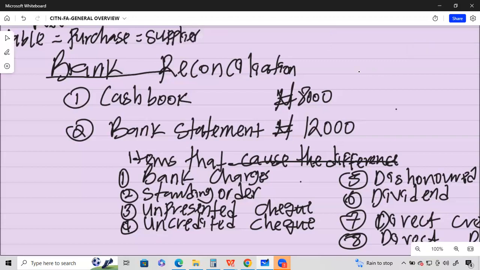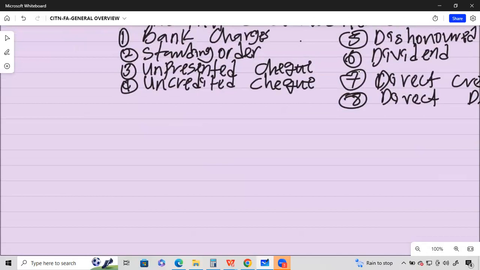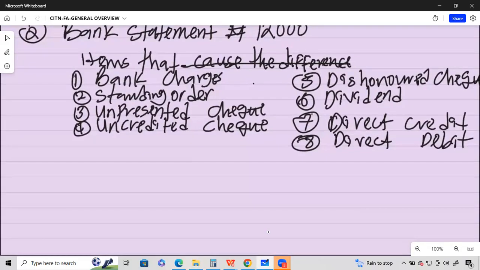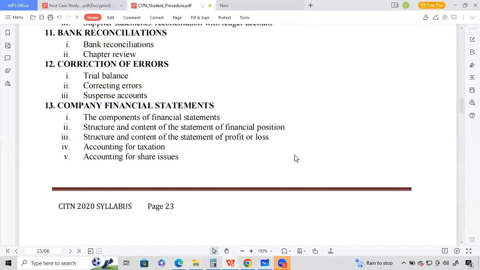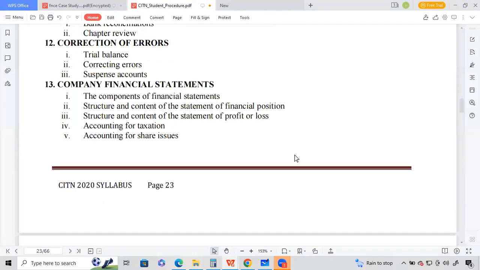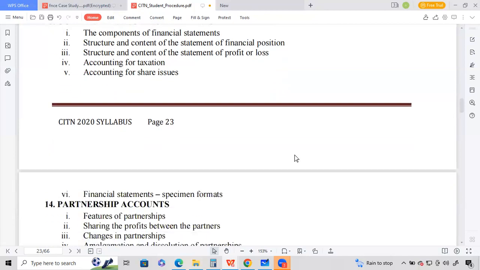So that's it. That's another topic, called bank reconciliation statement. Then we'll also be looking at correction of errors, and I think I've explained that during the first 10 minutes. Then how do we prepare our accounts as well?